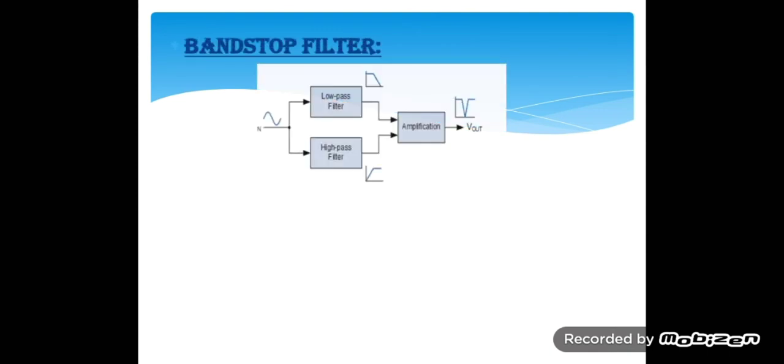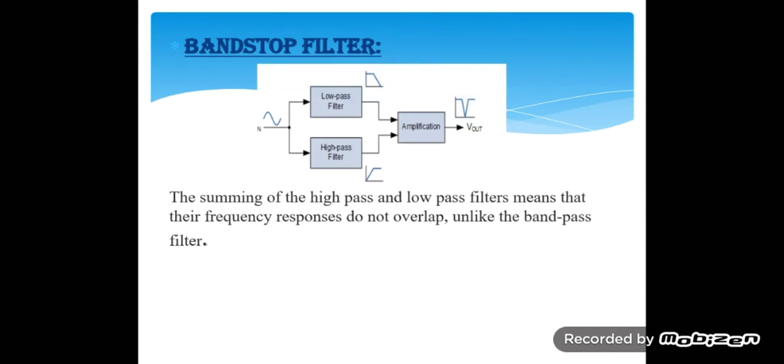So the next type of active filter is the band stop filter. There are only minor differences between band stop and band pass filters. Band stop is nothing but it allows the sum of the frequencies of the low and high pass filters. But the only difference between the band pass and band stop filters is that in the band stop filter the signals do not overlap. The high frequency active filter characteristic curve and the low frequency filter characteristic curve do not overlap.